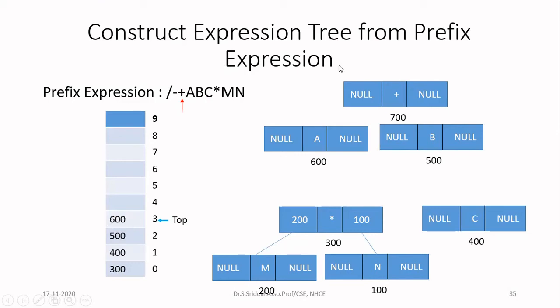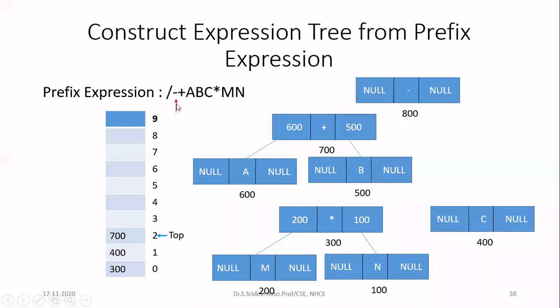Before that, I have allocated memory for this particular node, address 700. In the data field, I have added plus. First, I am popping 600. Now this 600 will be attached as a left child. Then I'm going to pop the next address, that is 500. So 500 will be now attached as a right child for this particular node. Then once I attach both the children to this particular node, I have to push the address of this node on the stack. So now 700 is pushed on the stack.